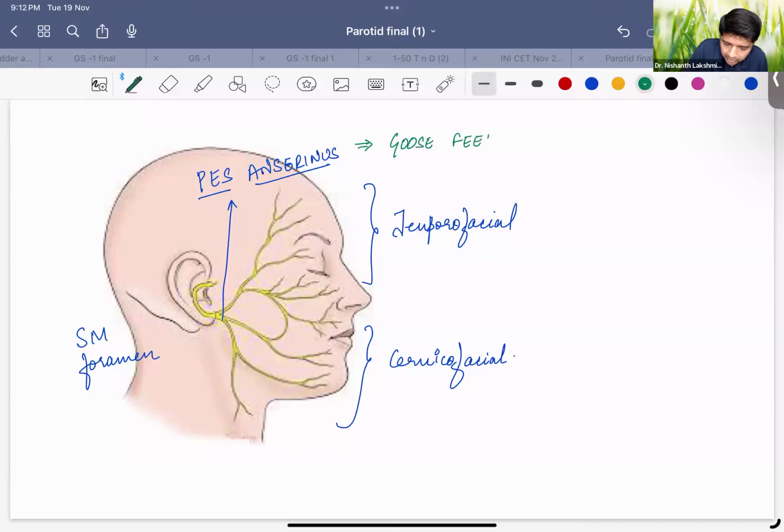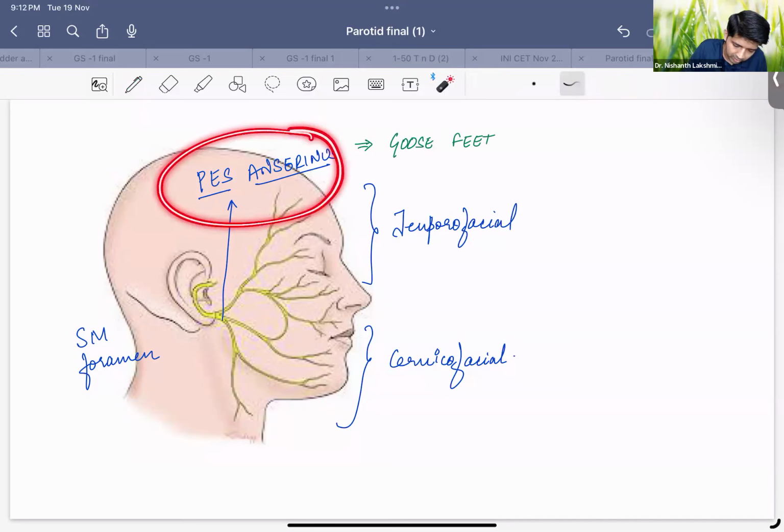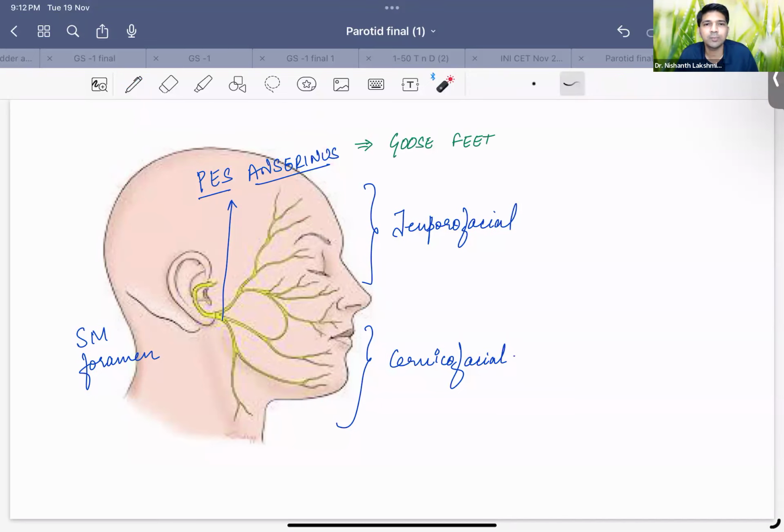Where else do you find this terminology? Homework for you guys. Please let me know where else in the human body you find pes anserinus. All right. So basically, that's how the feet of a goose look, and that's why they call it a pes anserinus. So multiple areas in the body where you have a split like this are called pes anserinus, and the actual meaning of the terminology is basically goose feet.